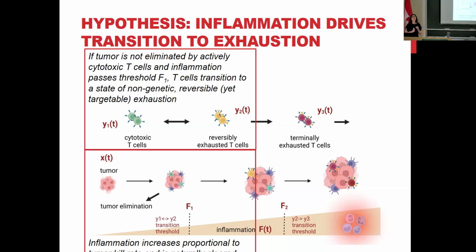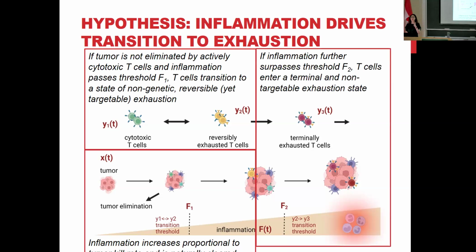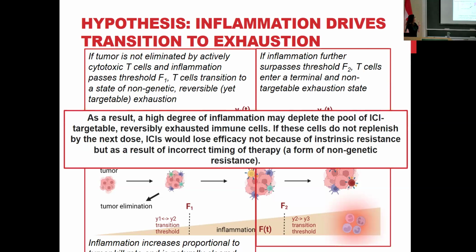If a tumor is not eliminated by the cytotoxic T cells that are there, and if inflammation passes some primary threshold, the T cells will transition to its first exhaustion state. So this is a targetable state of exhaustion, and it is reversible. If inflammation further increases beyond a secondary threshold, then the T cells will enter this terminal state of exhaustion where they're no longer targetable. They are cytotoxic there, but they're not targetable. So as a result of this, you could imagine that it's possible that what inflammation can do is deplete the pool of targetable T cells, the targetable exhausted T cells.